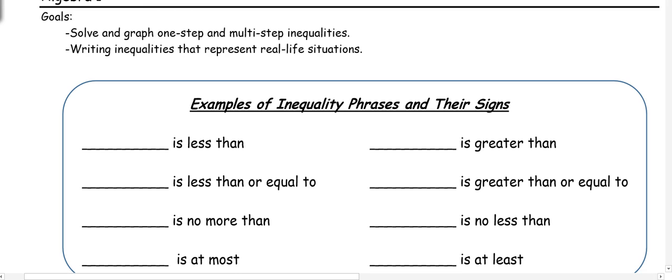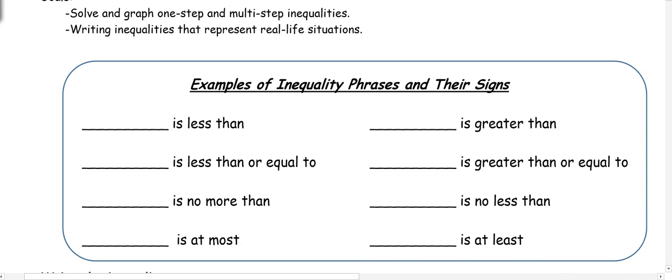So yesterday we started to talk about the inequality symbols. We had less than, which is an arrow pointing to the left. We had greater than, which is an arrow pointing to the right. We have less than or equal to, which is pointing to the left and has a bar underneath it, and greater than or equal to, which is pointing to the right with a bar under it.